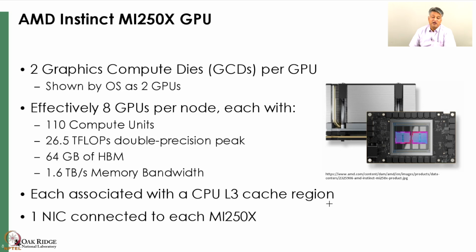Each of them has 110 compute units and 26.5 teraflops of double precision peak capacity of calculation. Each has 64 gigabytes of high bandwidth memory. The memory bandwidth is 1.6 terabytes per second, so extremely fast. Each of these GPUs is associated directly with a CPU L3 cache region, and you have one NIC card which is connected to each of these GPUs directly.